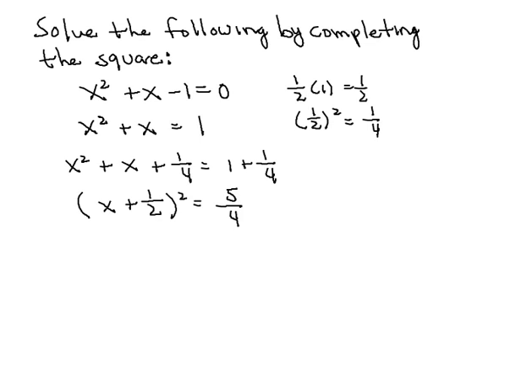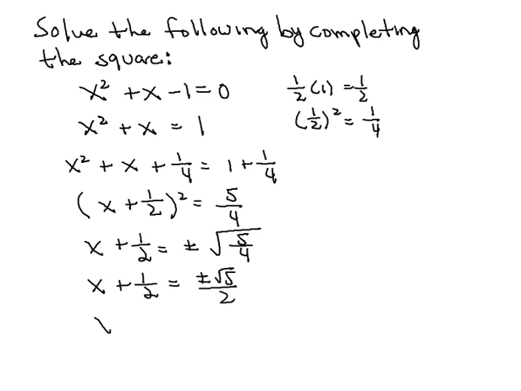And what we need to do is simply take the square root of each side of the equation. So we'll have the x plus 1/2 is equal to, and don't forget the plus or minus, or the positive or negative sign here in front of the square root. So we'll then have x plus 1/2 is equal to, we can simplify the right-hand side here, positive and negative, the square root of 5 divided by 2.